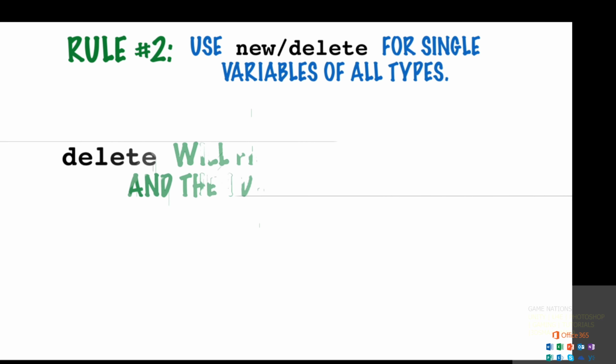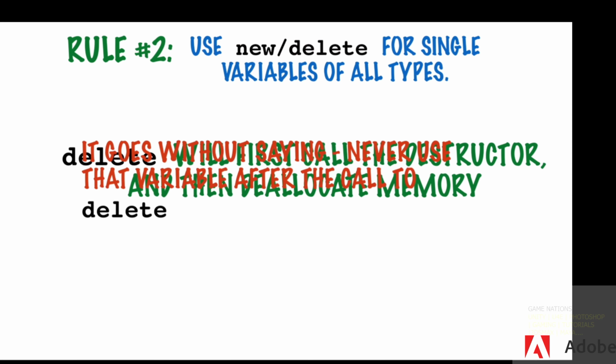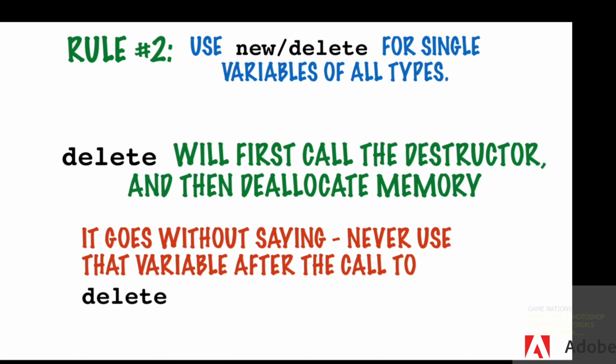So we just said that delete will first destruct the object, that is, call the destructor on an object, and then deallocate memory. It goes without saying, but it's still important that I mention it so that it's not lost, that we never use the variable after the call to delete. So if you've deleted a variable, whether it's an integer, a float, or an object of type complex number, once you've called delete on it, you never use that variable again, because it basically means everything inside the variable has been destroyed. The object itself has been destroyed and nothing sane exists within it then.